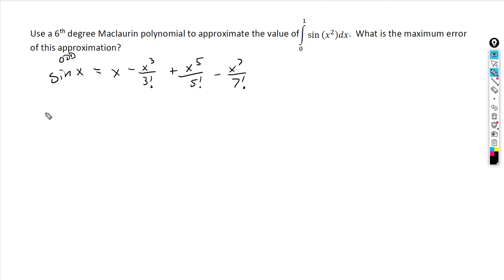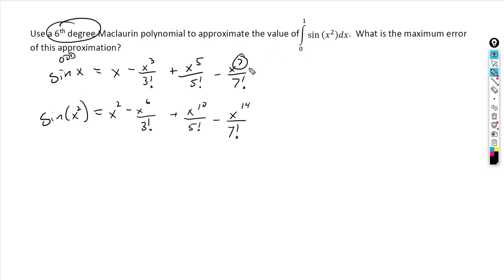And so then I know sine of x squared. That means I just square everything here. So this is x squared minus x to the 6 over 3 factorial plus x to the 10 over 5 factorial minus x to the 14 over 7 factorial. The reason I went one more is because it says 6th degree, and this is the 7th degree. So I have to be higher than what it says. And because this is sine, I don't actually have a 6th degree. I have more than that.